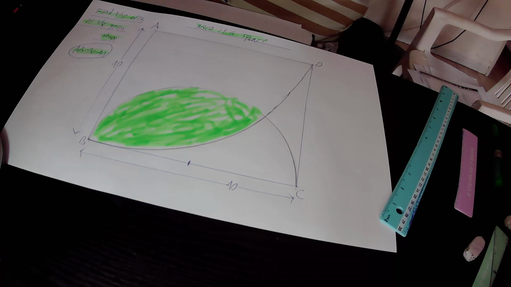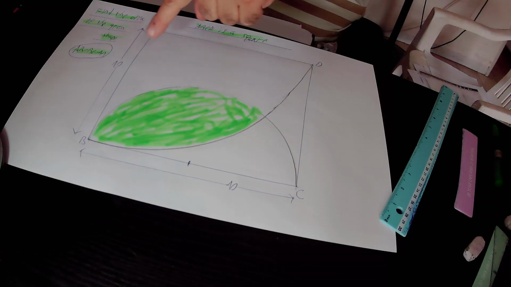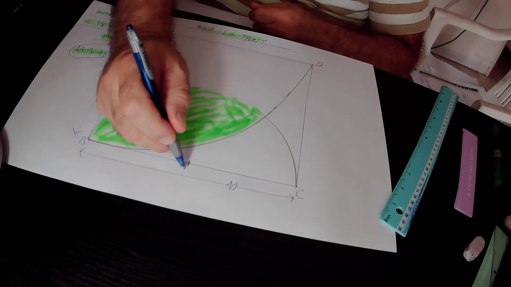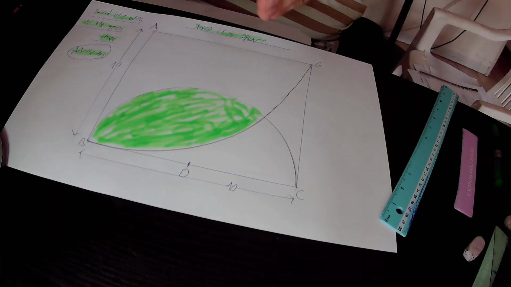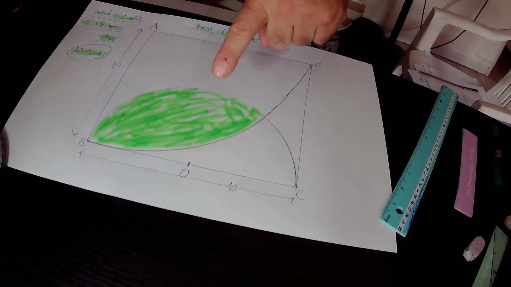In addition, inside this square ABCD, we have this semicircle. We know that the diameter BC of the semicircle is 10. We'll define the center of this semicircle as point O. If the diameter is 10, the radius must be 10 over 2, that is 5. So the radius OB is 5, and the radius OC is also 5.